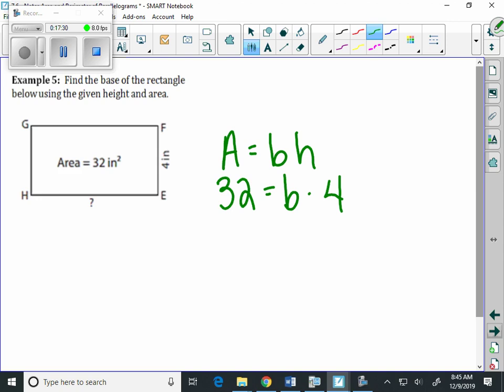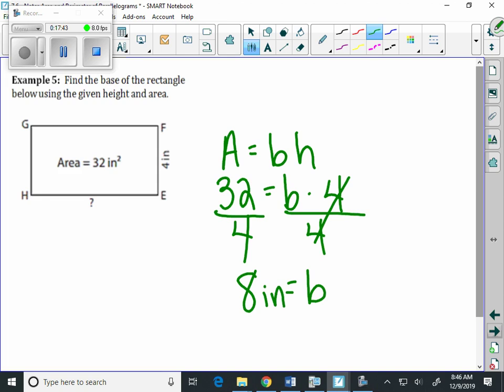We don't know the base, but we know the height. We want to find the base. Well, it's b multiplied by 4. We can undo the multiplication by dividing by 4. And we get b equals 8 inches.